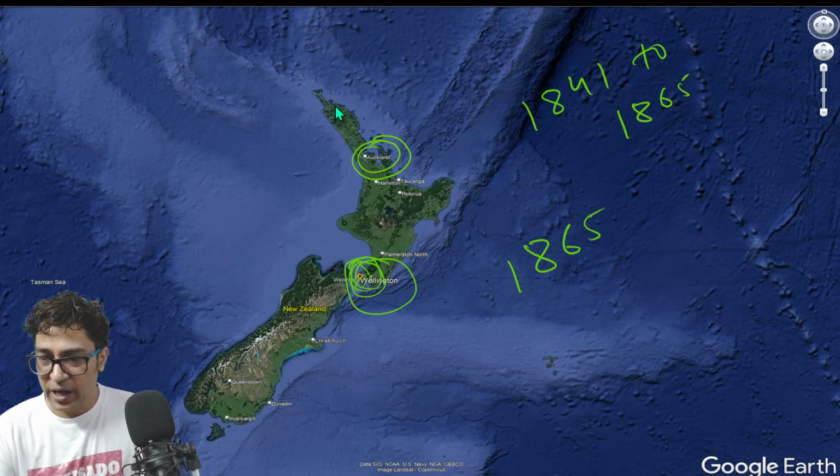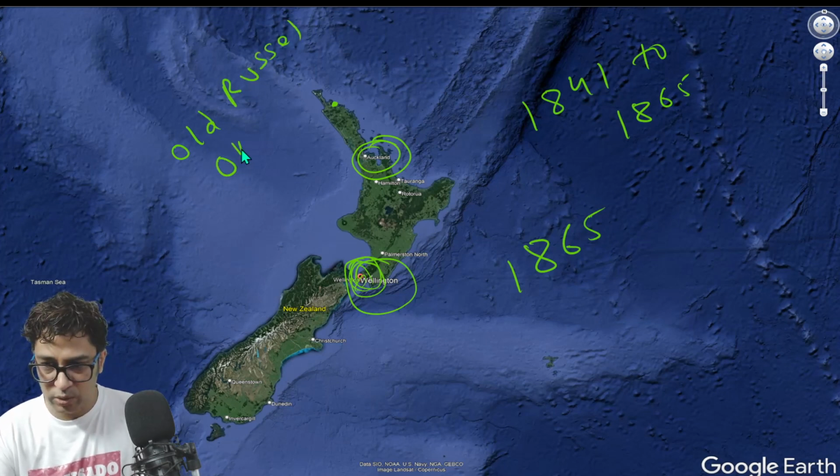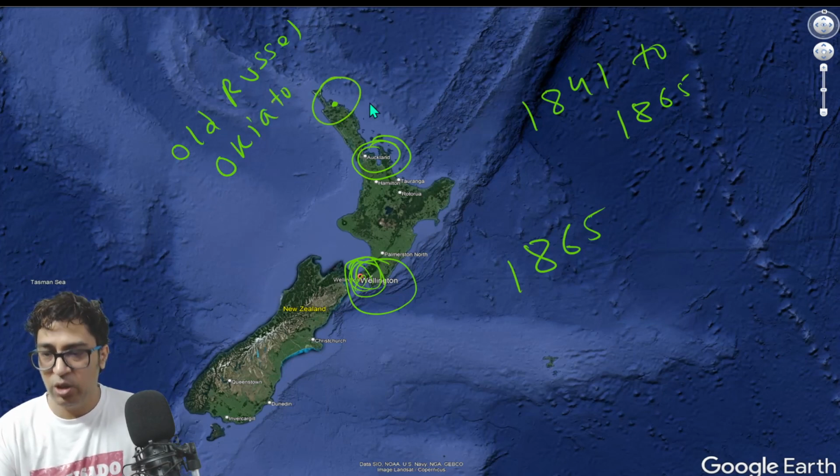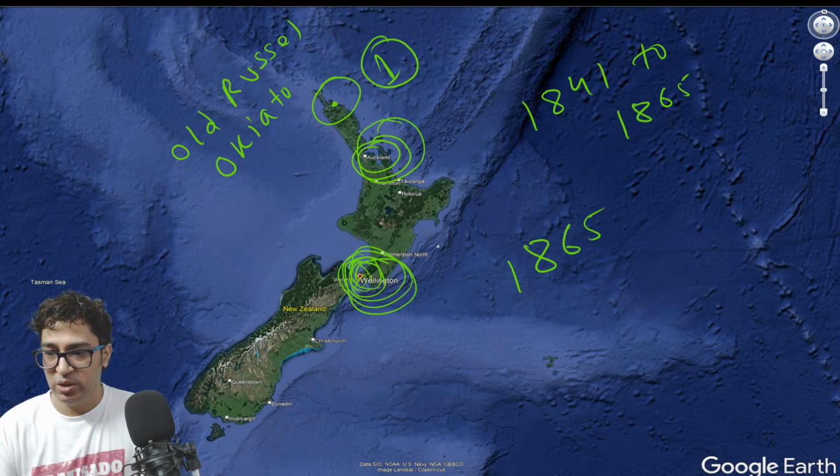And prior to this, there is a city here called Old Russell, or Okiato. This place, Old Russell or Okiato, was the first capital of New Zealand. Second capital was Auckland, and the present capital is Wellington. It has been the capital since 1865.